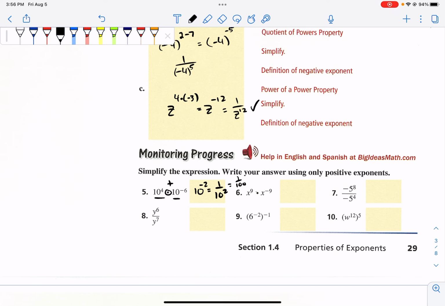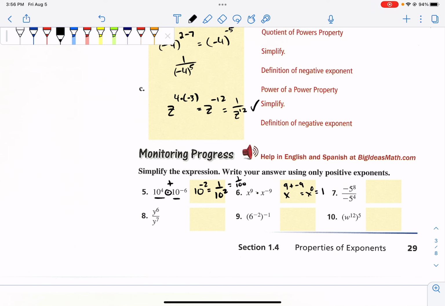All right, number 6, x to the 9th multiplied by x to the negative 9th. Ooh, I like this. So that's x to the 9 plus negative 9, which is 9 minus 9, which becomes x to the 0, which becomes 1. That's a good question.